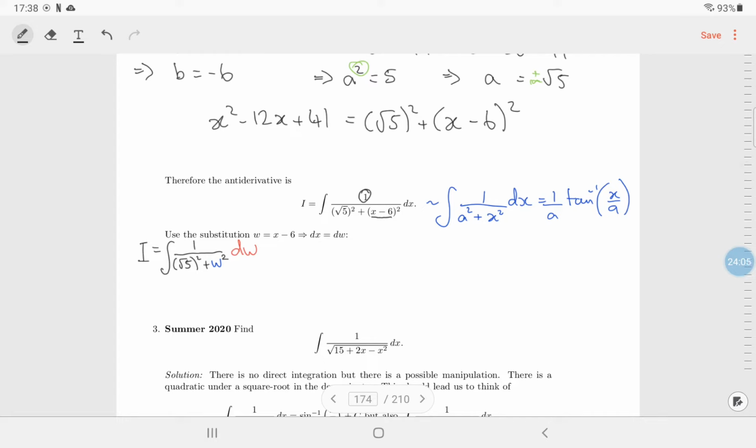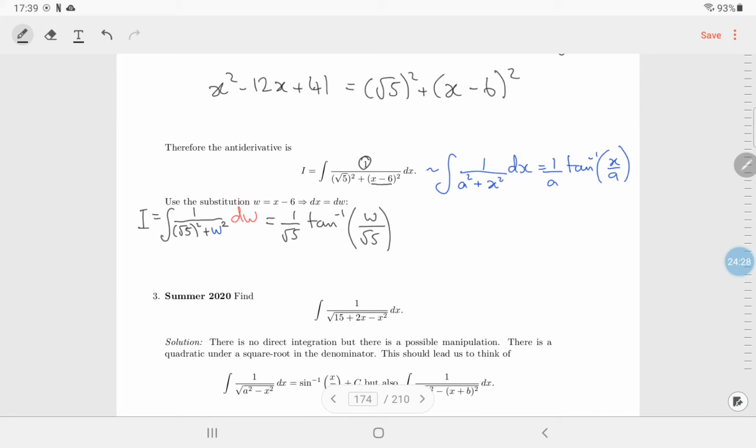So now I can use the formula on the right. Now what's the a? The a is root 5, because that's the constant that's squared. So I get 1 over root 5 inverse tan of w over a, which is root 5. Now I won't get full marks here because I was asked to anti-differentiate with respect to x. So I put w back in terms of x, and also you need the plus c. So you get 1 over root 5 inverse tan of x minus 6 over root 5 plus c. And there we go.